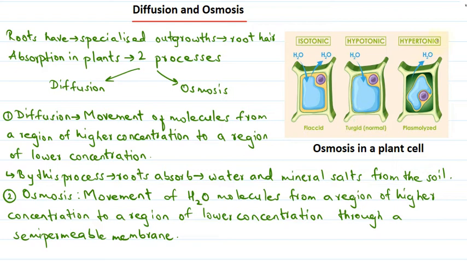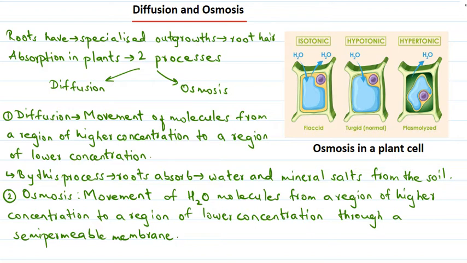Then let's see what is hypertonic condition. In case of hypertonic condition, the external solution is more concentrated. Hence, here the water will flow from inside the cell to outside. So in such cases, the protoplasm shrinks from the cell wall, and this type of cell condition is called a plasmolysed cell. Okay, so let's now revise the things that we have studied till now.